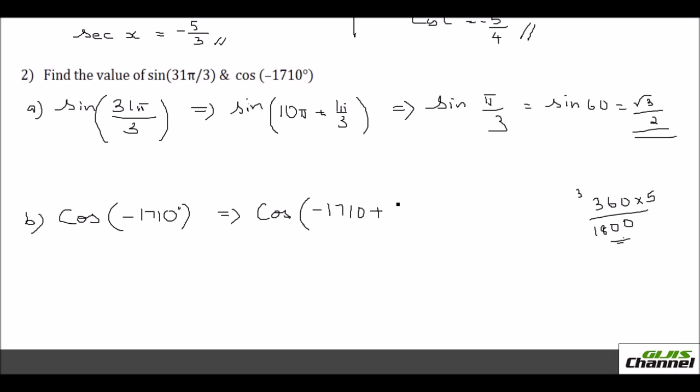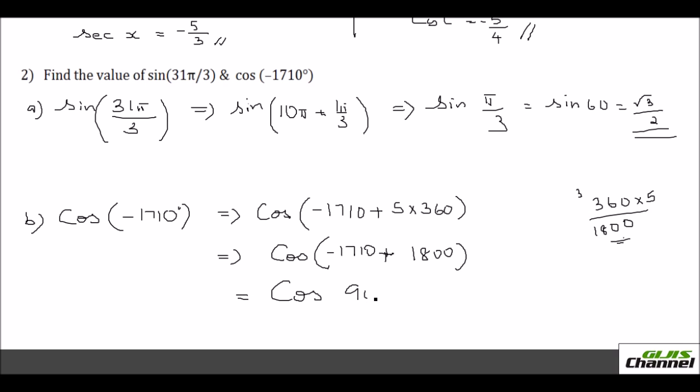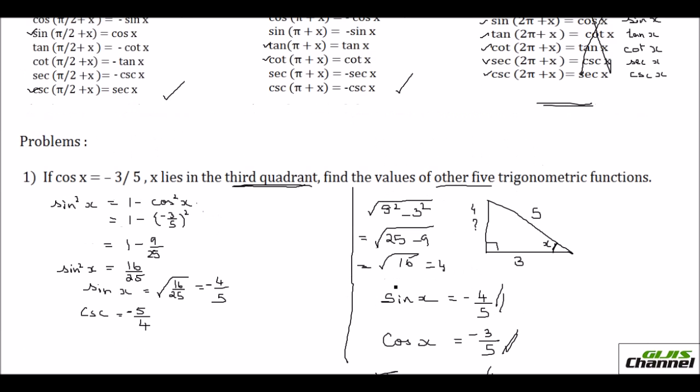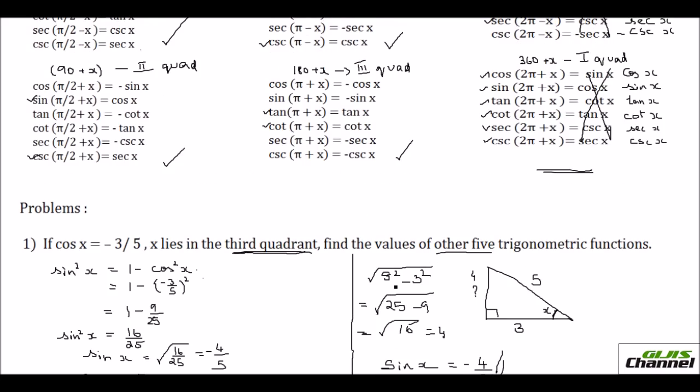Okay, now I'm adding 5 times 360. So that represents cos of minus 1710 plus, when I multiply, this is 1800. So that will give you cos 90 degrees. And we all know cos 90 is, cos goes from 1 to 0, right? So 0 is the answer. Okay, I hope this video was useful to you. See you with yet another video. Till then, bye.